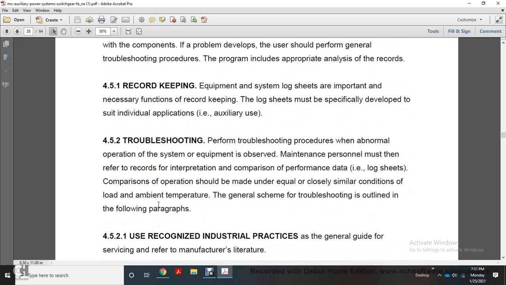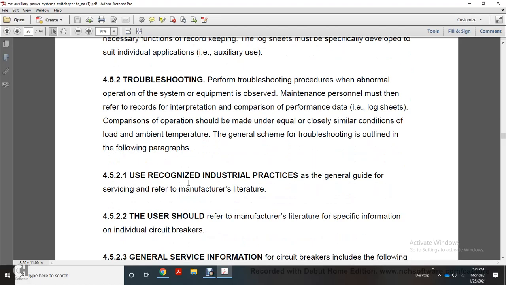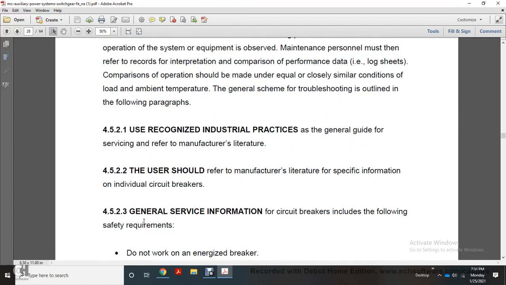Troubleshooting: performing troubleshooting procedures on abnormal operation of the system and equipment is reserved for maintenance personnel, who must then refer to records for interpretation and comparison with the performance data log sheets. Comparison of operation should be made under equal or closely similar conditions of load and ambient temperature. The general scheme of troubleshooting is outlined in the following paragraphs. Use recognized industrial practice general guidelines, referring to manufacturer literature. Users should refer to manufacturer literature for specific information on individual circuits.